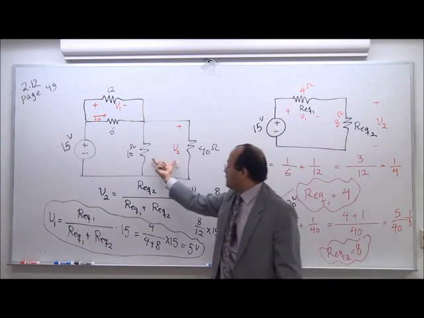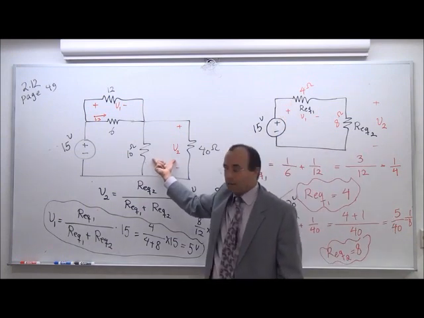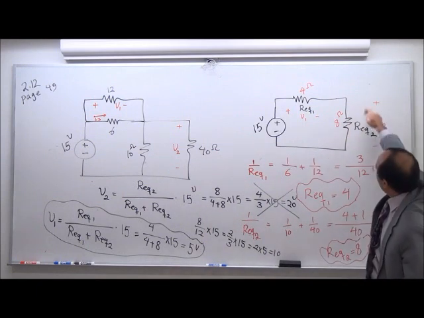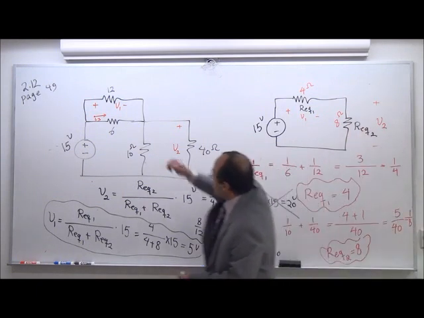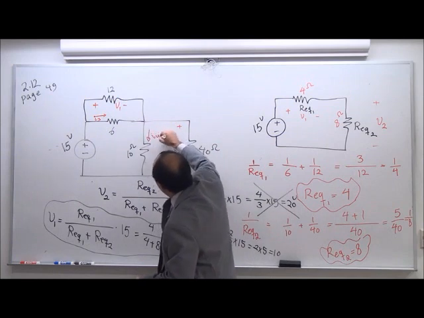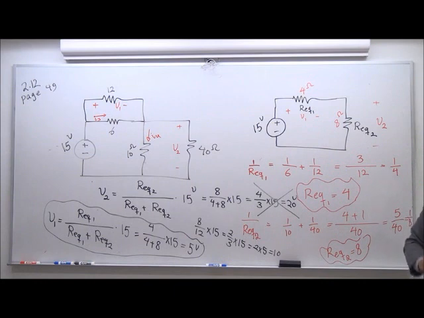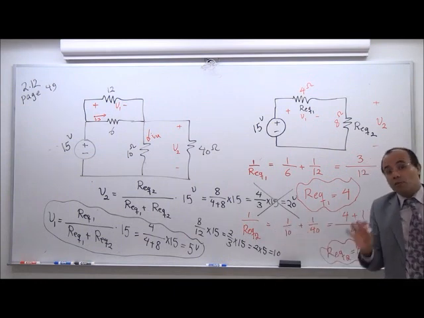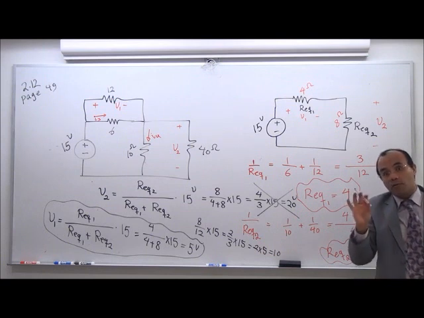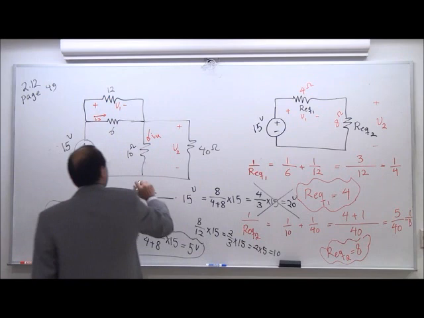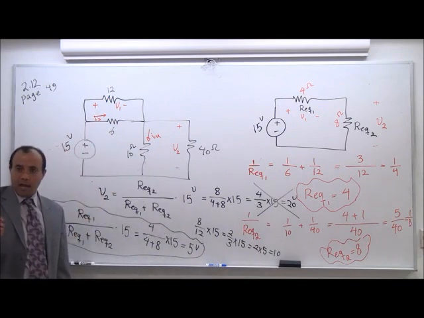When I shrink this, what do I lose? What do I gain? I'm going to gain simplicity, fine. I'm going to maintain V2, fine. But if I wanted this current, can I see it inside? No, I lost it. So you can say, okay, I'm going to go in and find a V, but your chess needs to go a number of future moves. You need to come back and say, okay, if I find V1, how do I find I3?